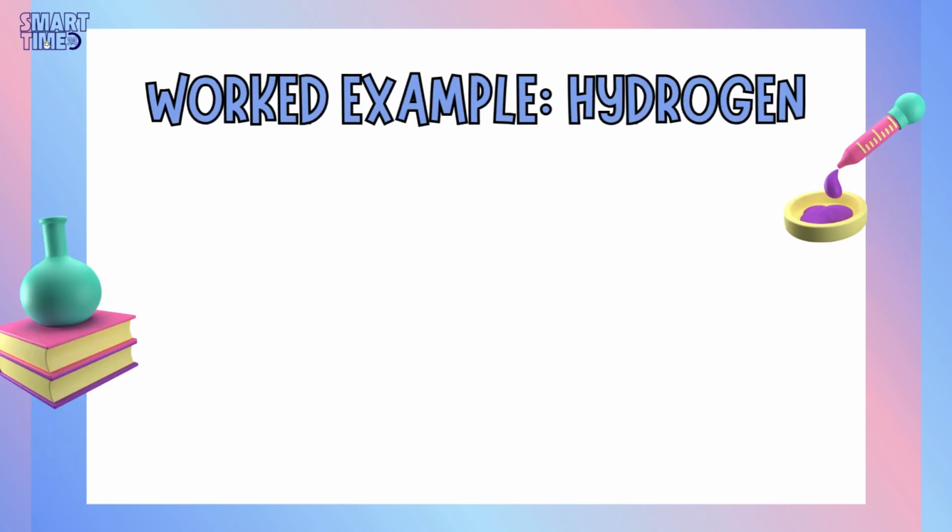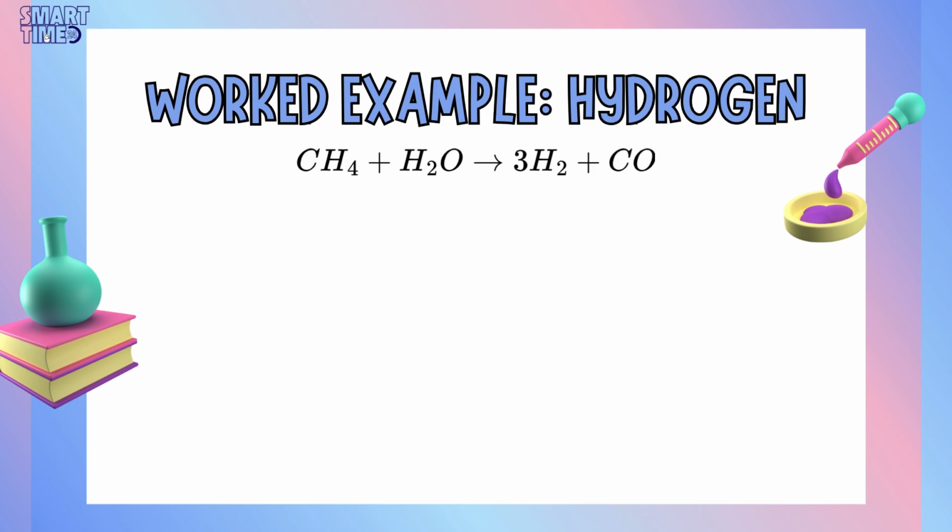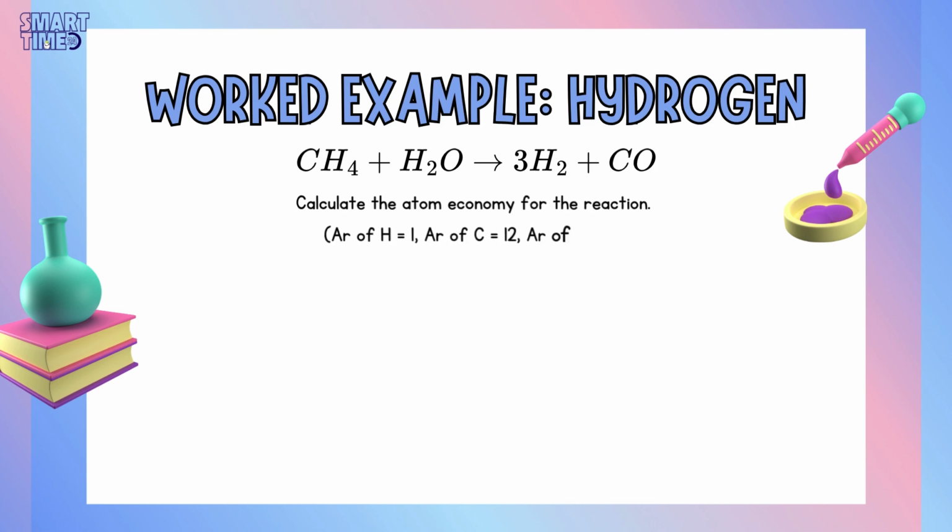Worked example, hydrogen. CH4 plus H2O reacts to form 3H2 plus CO. Calculate the atom economy for the reaction. Ar of H is equal to 1, Ar of C is equal to 12, Ar of O is equal to 16.